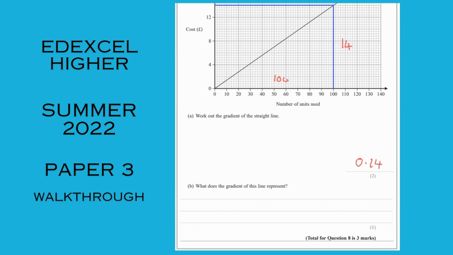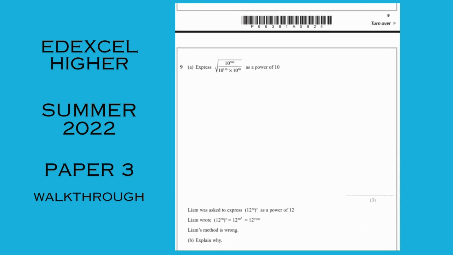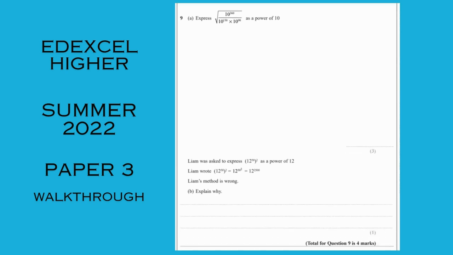And what does the gradient of this line represent? Again, it's got 3 lines, 1 mark. Don't fill 3 lines. Get across. If it's not a question like speed, distance, time, where it would be velocity or whatever, at the end, just get in the keywords. Get cost and units used. So I would say words along the lines of cost per unit of electricity, or words to that effect, as long as it says the same thing. But do get the labels on the axis.